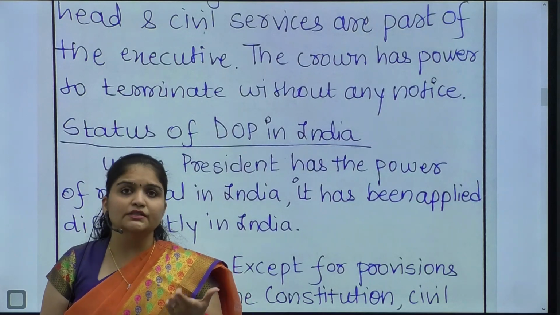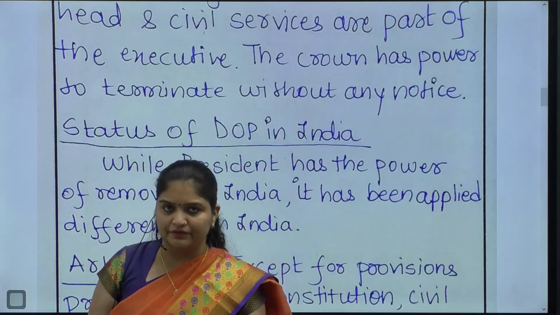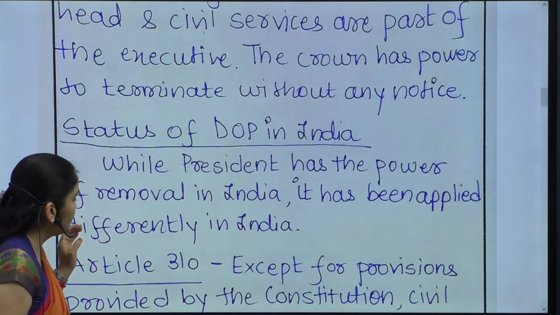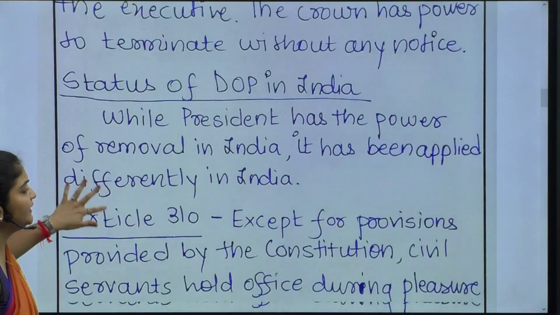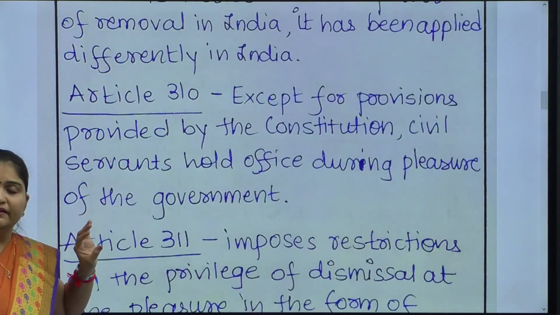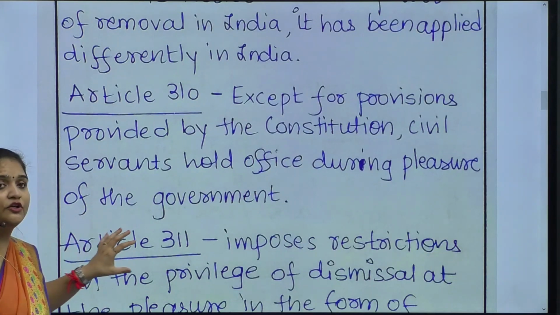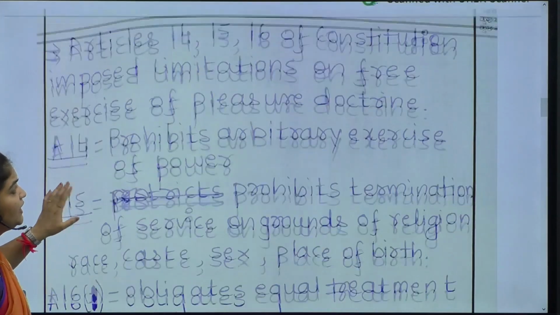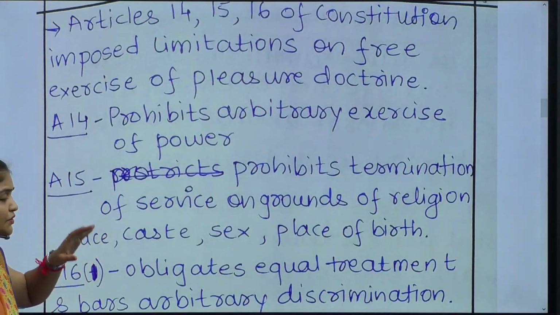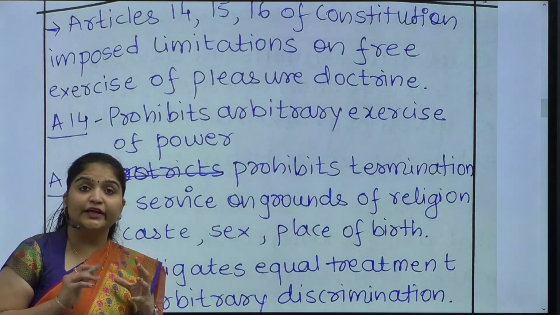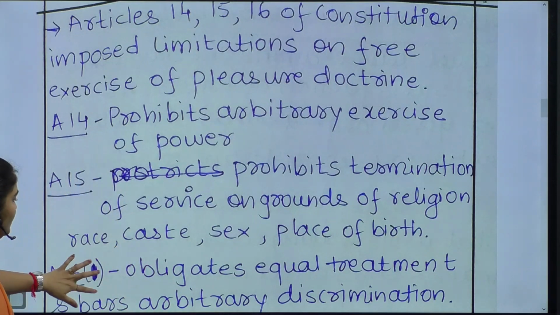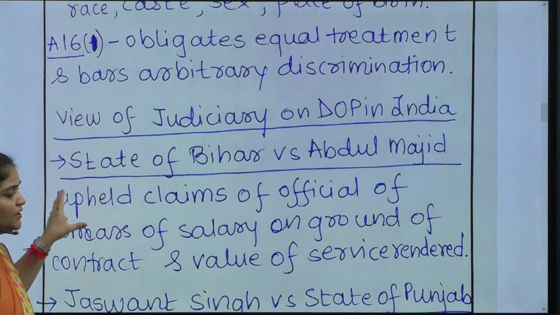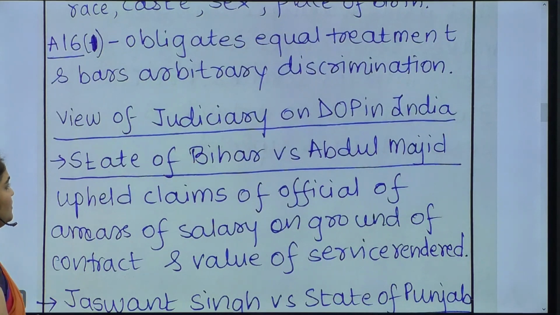The grounds cannot be flimsy, arbitrary, okay? So yes, we have Article 310 and we have Article 311, which also ensures what? Protection, all right? Then Articles 14, 15 and 16 of the Constitution also protect the rights of civil servants. And then we talk about what is the view of the judiciary. So, State of Bihar versus Abdul Majid case.